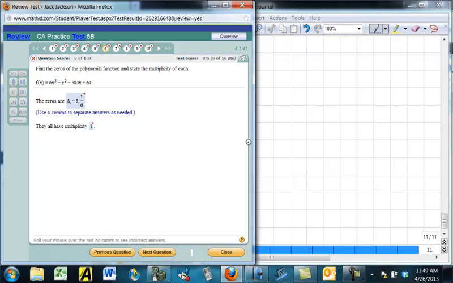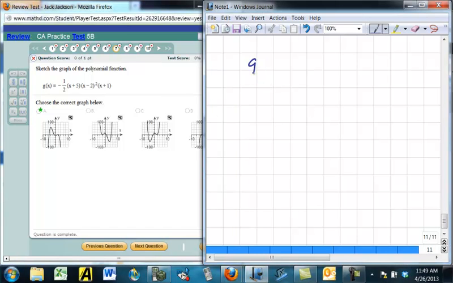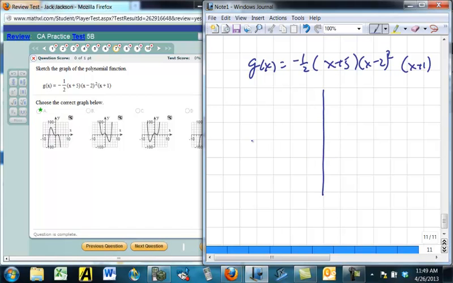Okay, number 7. Come on up here. Just thinking. Okay, so we've got g of x is negative 1/2 x plus 5 x minus 2 squared x plus 1. Now, actually, I can do this without a calculator, but we're going to check it with the calculator in a minute. So, when x is negative 1, it touches the axis. When x is positive 2, it touches the x-axis. And when x is negative 5.